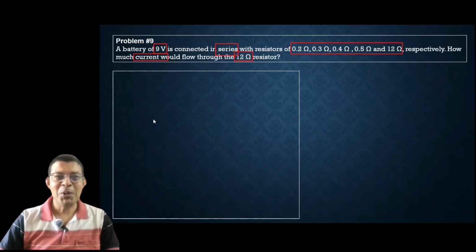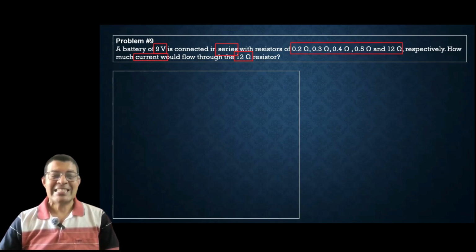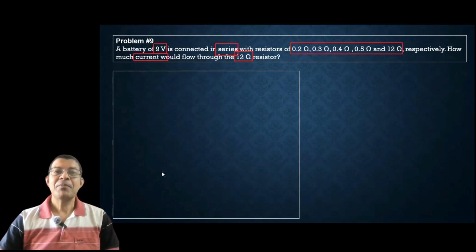This is a very simple problem. If you understand the fundamentals of series connection, a series combination of resistors, then you'll know that the current flowing through all the resistors is going to be the same, right? So directly get the equivalent resistance, divide the voltage by it, and you will get the current here, and that would be the current which will flow through 12 ohm as well.